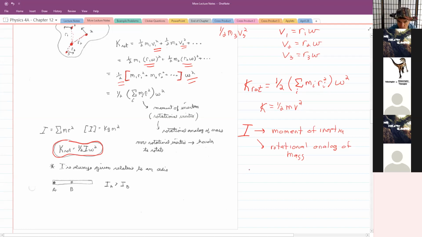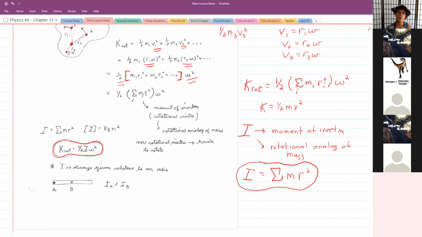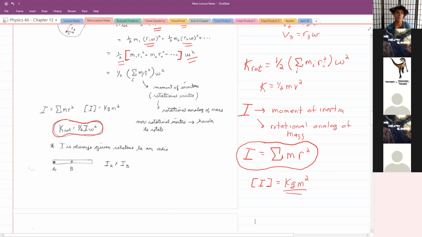So the equation for the moment of inertia is given by the sum of mr squared. So if I had a collection of particles, I would sum up the mass times the radius squared of all the particles in the object, and that would be the moment of inertia. The units of I are kilograms meters squared. There is no special name for it. And one important thing about the moment of inertia is it's always given relative to an axis.